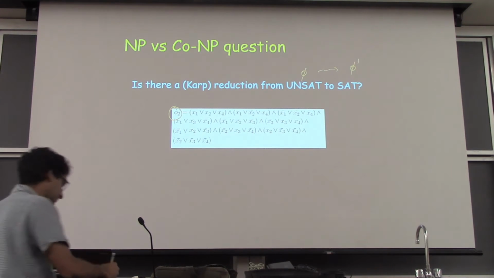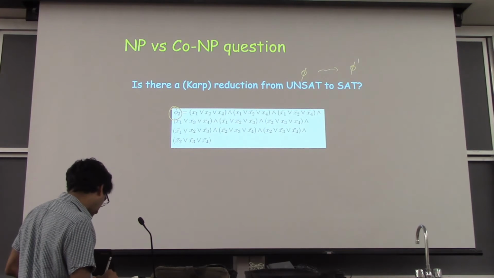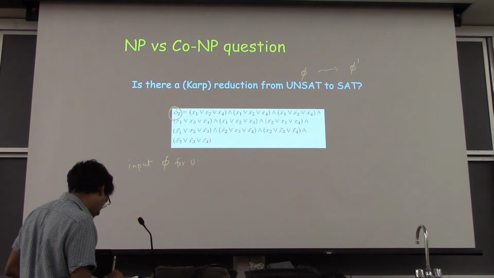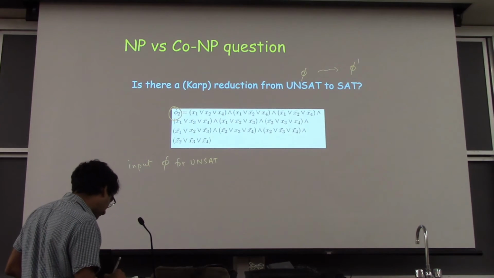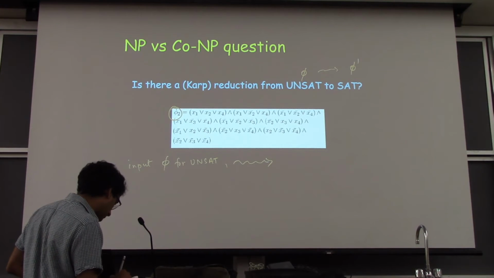So what we are saying is: given input phi for UNSAT, transform it to phi prime for SAT, such that phi is yes for UNSAT if and only if phi prime is yes for SAT.